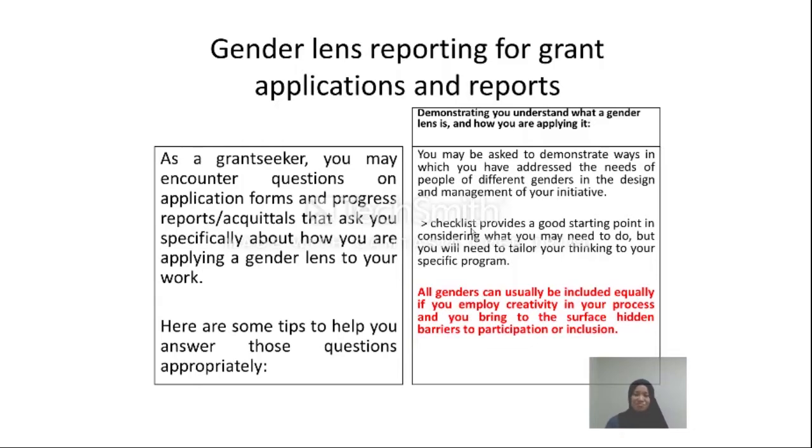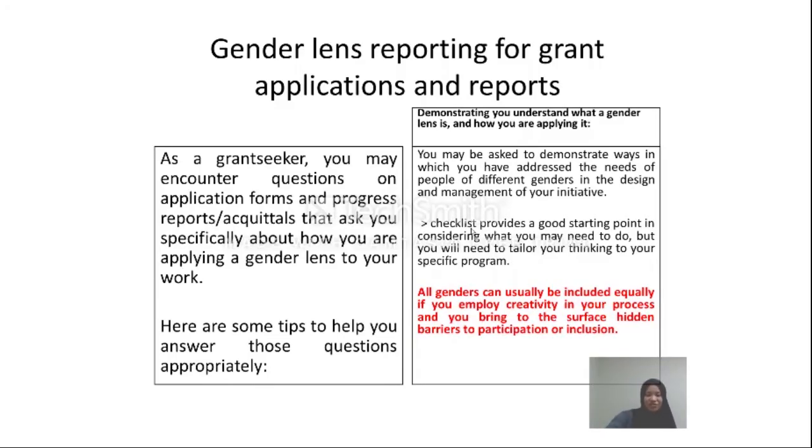So a checklist provides a good starting point in considering what you may need to do. But you will need to tailor your thinking to your specific program. All genders can usually be included equally if you employ creativity in your process and you bring to the surface hidden barriers to participation or inclusion, which cannot be avoided. So demonstrating you will monitor the results of your actions. How will you do that?